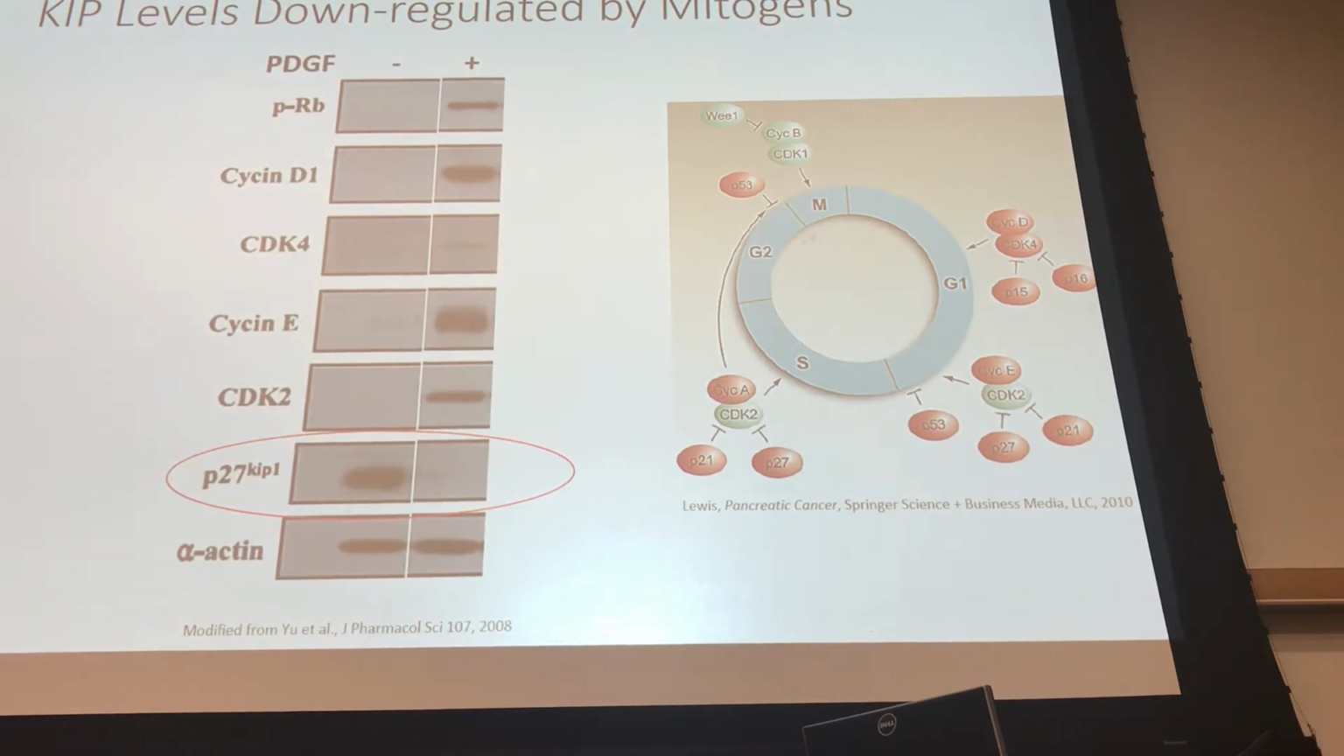So I was telling you before, that's the INK family. I was telling you before P27, its levels are high during G0, so it's an inhibitor of CDK2 activity. And here you can see when you add in platelet-derived growth factor, so these are cells without any mitogen, and then you add in platelet-derived growth factor and you see that P27 levels go away. So again, this is evidence that once the cell has entered the cell cycle, P27 levels are going to be downregulated so that you release any inhibitory activity on the CDK2.